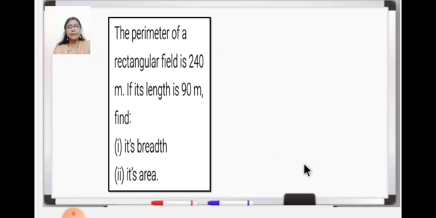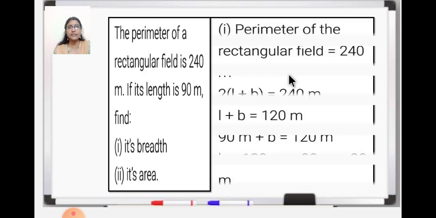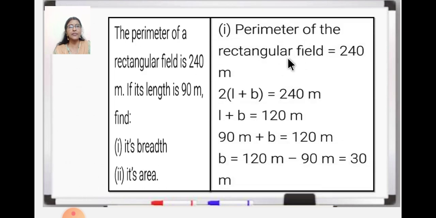Now next, another type of question. This is all a solving type of questions. The perimeter of a rectangular field is 240 meter. If its length is 90 meter, find its breadth and its area. So here what is given? Perimeter of the rectangular field is given. So let us write first. Perimeter of the rectangular field is equal to 240 meter.